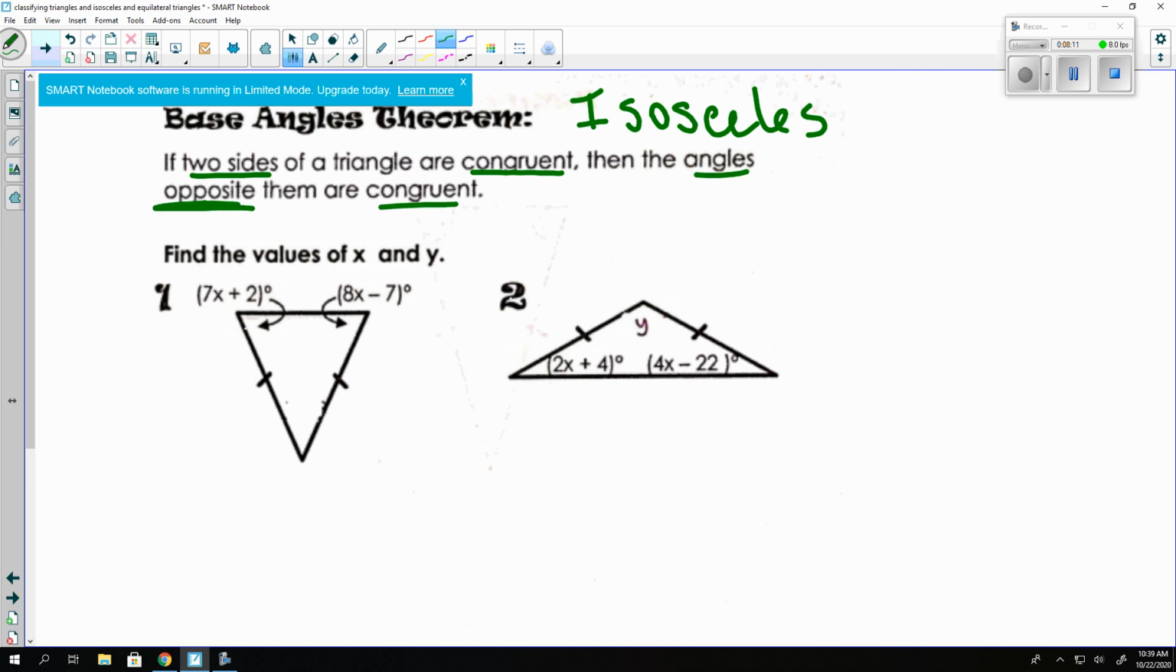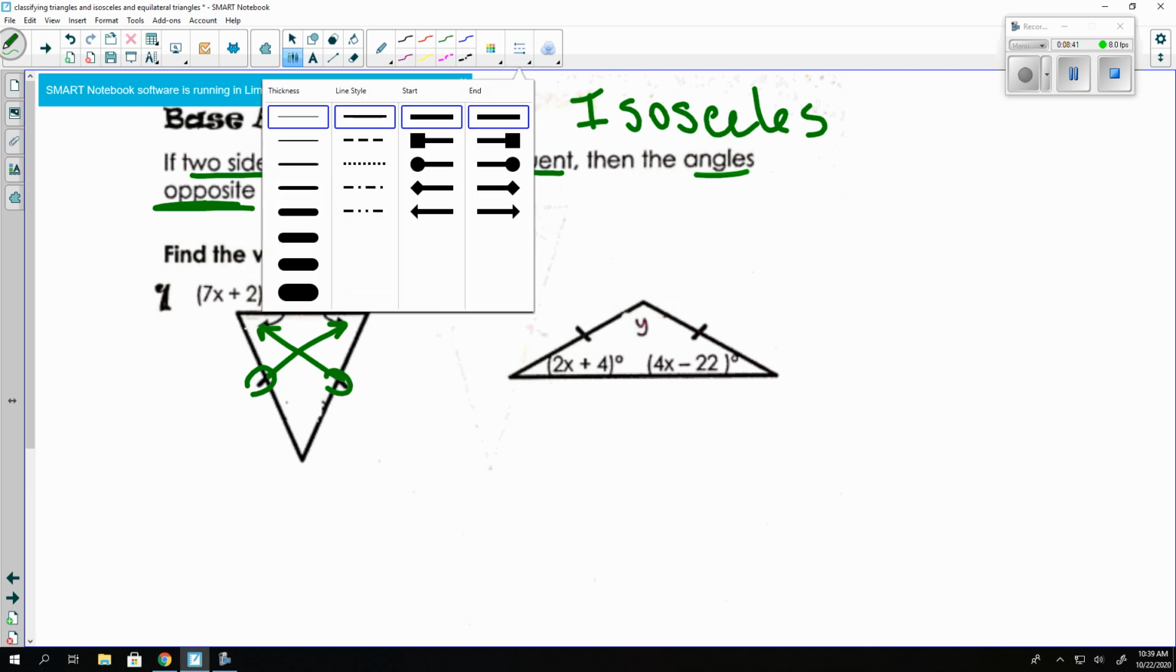Okay, so look on our picture right here. It says we need to find the values of x and y. All right, so we have two sides of our triangle congruent, right? So if two sides of our triangle are congruent, then the angles that are opposite from those sides are going to also be congruent. So you see here the side, I draw this arrow across, okay, that's what we mean by opposite. Those two angles are going to be congruent.